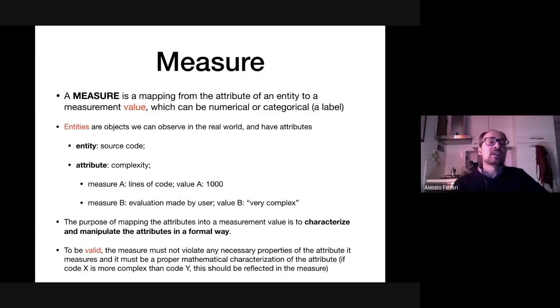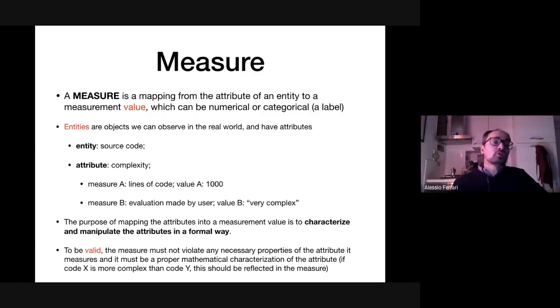It has a correlation with the increasing number of bugs or increasing number of defects. So I can choose different measures to evaluate complexity. I can use a measure that can be the number of lines of code. It's a simplification, but of course it gives an idea that more lines may also imply more complexity. And the measure has a value. In this case, I wrote 1,000, so 1,000 lines of code.